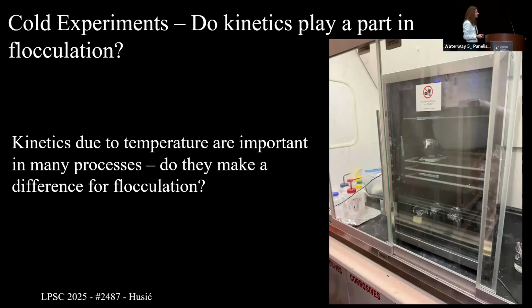And so one comment we got when we were talking to people is maybe the kinetics. So the temperature, Titan is a very cold place. So we have to think about it. The easiest way, obviously, is to just stick it in a fridge.